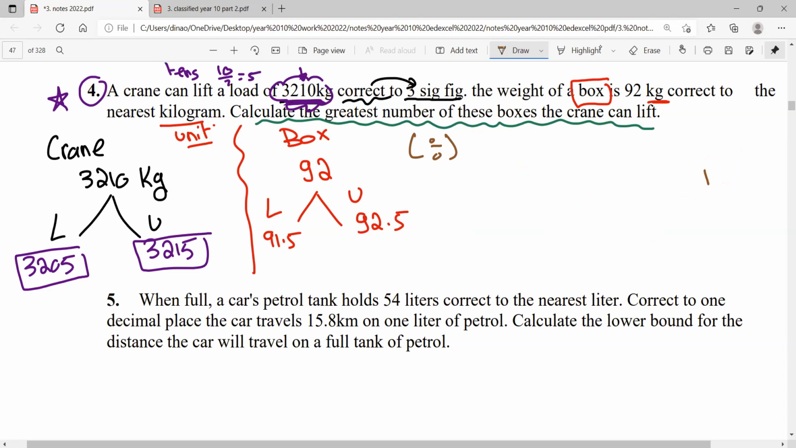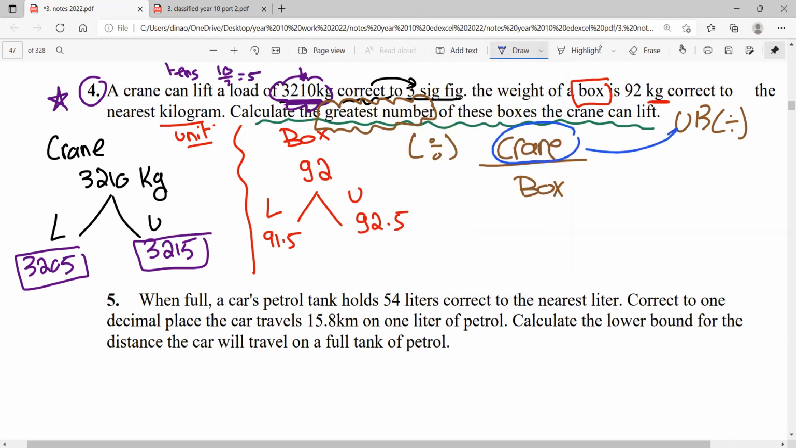So this is a division question, and which is divided by which? The crane is divided by the box. And since the question here says calculate the greatest number of these boxes, يعني I am required to find upper bound of division. Since division and subtraction are like sisters, what applies on subtraction applies on division. وقلنا in divisions the bounds are different. One upper, one lower. Which is upper and which is the lower? الأولانية زي السؤال. So upper crane over lower box.